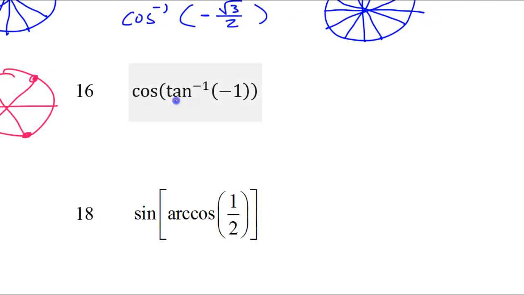Okay. Inverse tangent of negative 1 is just an angle. What angle has a tangent of negative 1? Well, forget the negative for a second. What angle has a tangent of 1? That is pi over 4. That tells me the reference angle. All right, the reference angle is pi over 4. Let's look at a diagram.